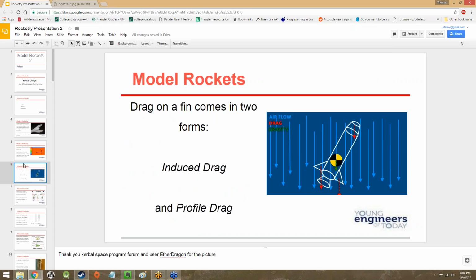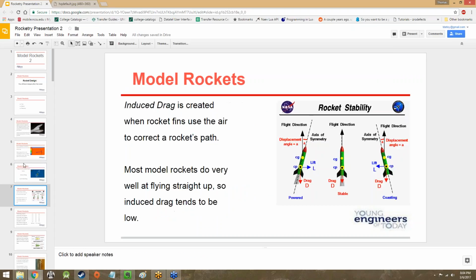Anyway, so drag is something that you have to worry about. You've got induced drag and profile drag. Induced drag is basically drag that only exists whenever the fins are correcting the rocket's flight path. That is to say, the rocket tries to turn, and the fins will actually work against the change in airflow to keep the rocket pointed in the same direction. Most model rockets, certainly smaller model rockets, don't really have this issue. They're very good at continuing to fly straight up. So induced drag tends to be pretty low.